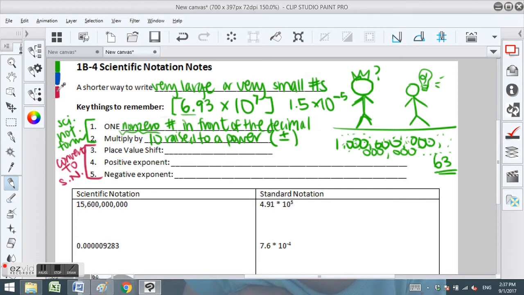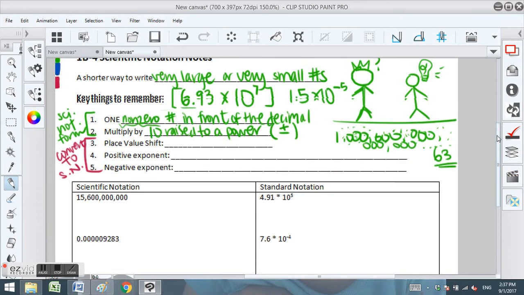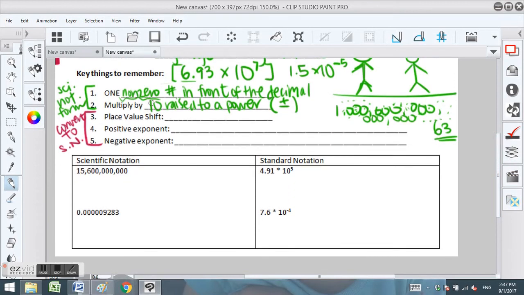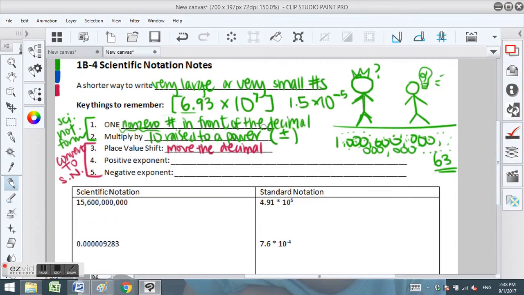Now, how do we convert a number to scientific notation? The first thing is called a place value shift. And we talked about this when we were talking about ordering real numbers and converting percents to decimals. A place value shift happens when you move the decimal. Now, you're not just moving the decimal however you like, oh, I feel like moving it 5 times today. You have to look at the exponent of your number to know how many places to move it. So you're moving the decimal based on the exponent.